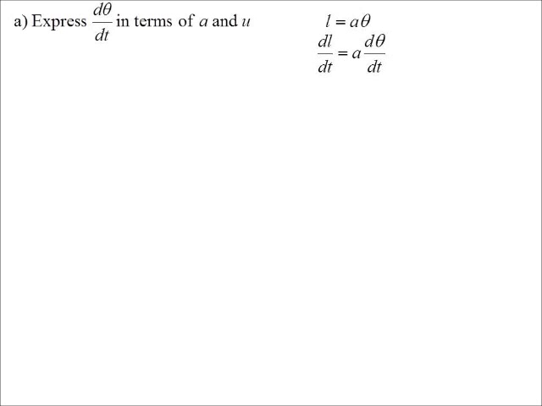Velocity is dl by dt in our question. And so when we rearrange that, well, dl by dt, as I say, was the velocity, which they've called U rather than V. So I get U equals A times d theta by dt. Rearranging that, then I can make d theta by dt the subject of the formula, and we get it in terms of U on A.